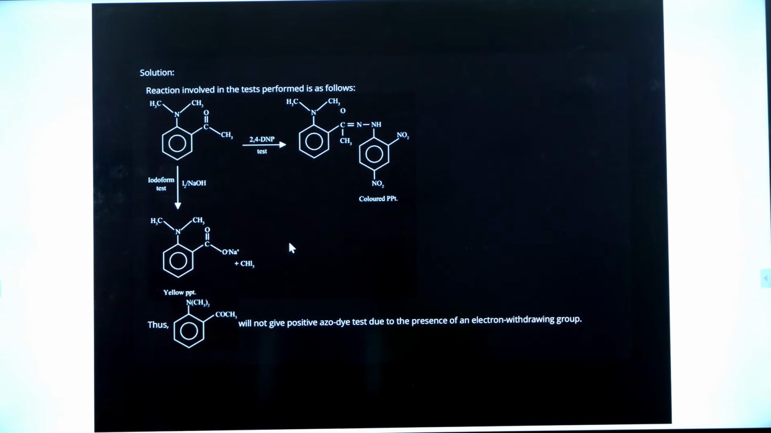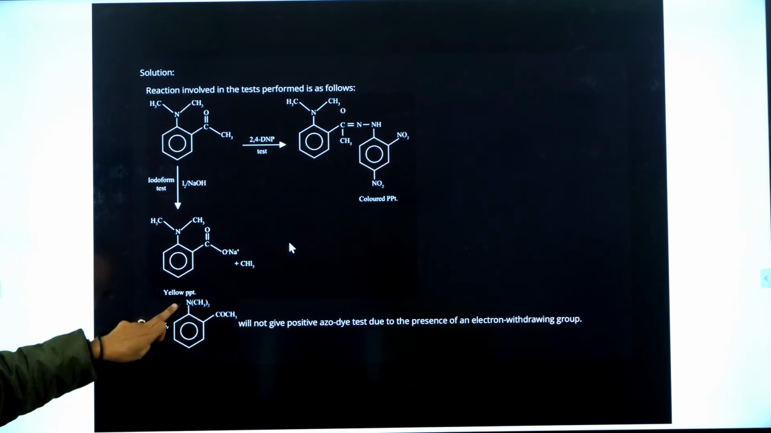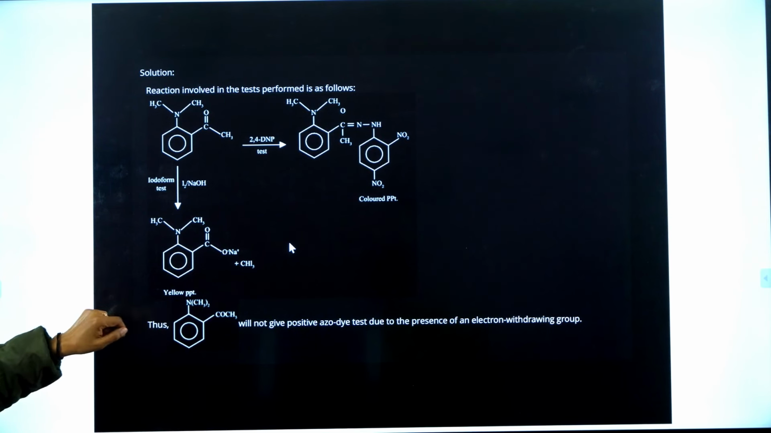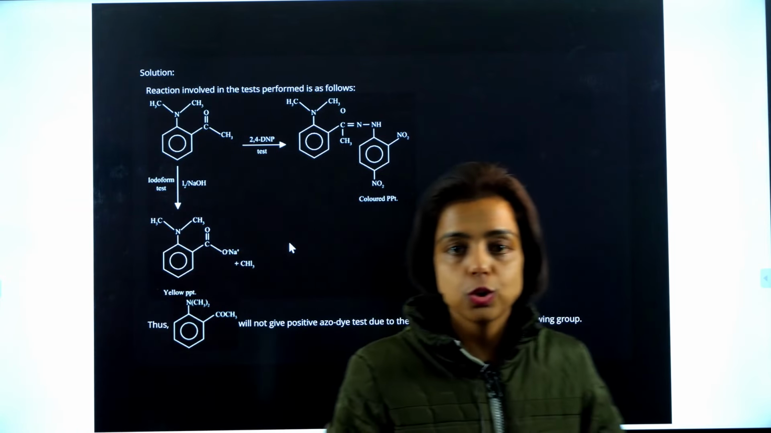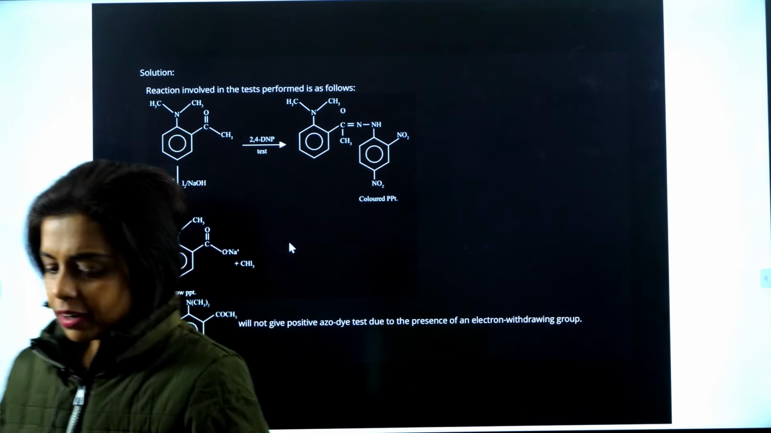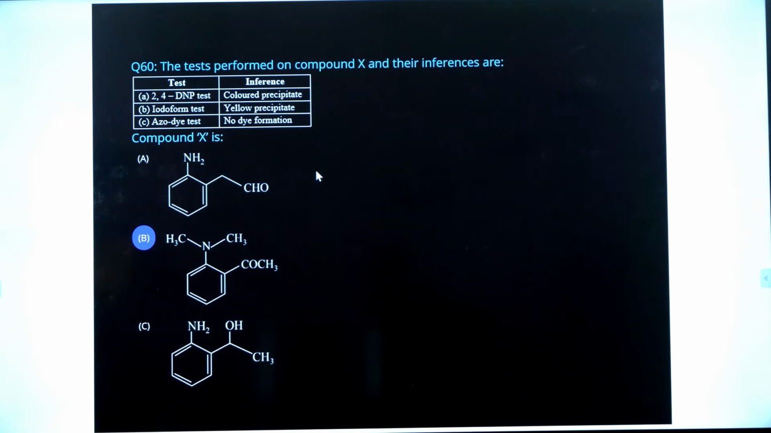Yes, this will not give the azodye test. Though nitrogen is there, an amine is there, a substituted amine, because there is a COCH3 electron-withdrawing group present, it will not give it. So you will mark your answer really quickly. I'm sure the answer to this question is B, right?